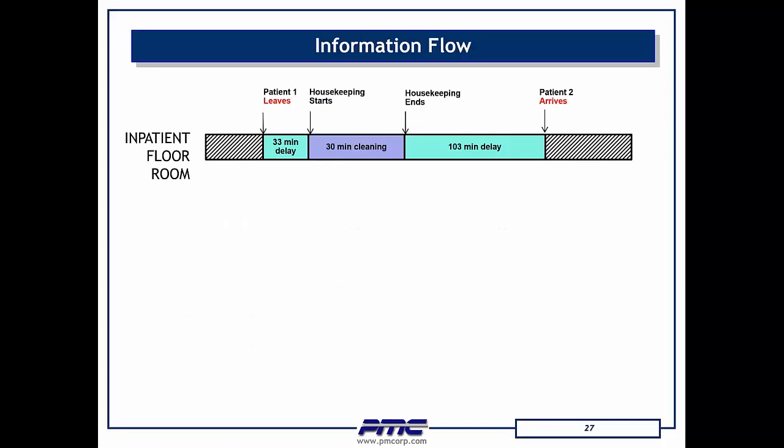As you can see, when patient one leaves the room, there is a 33 minute delay from the time the patient left until the house cleaning starts. Then the house cleaning ends, and after it ends there was a 103 minute delay until the second patient arrives. We'll go through why there's close to 3 hours of room downtime. This 3 hours is non-value added, or it's not profitable for hospitals.